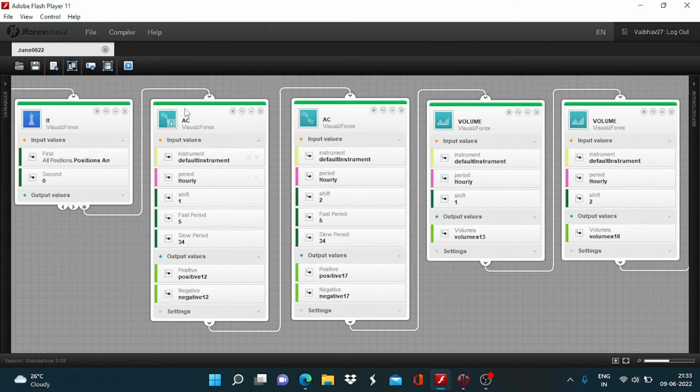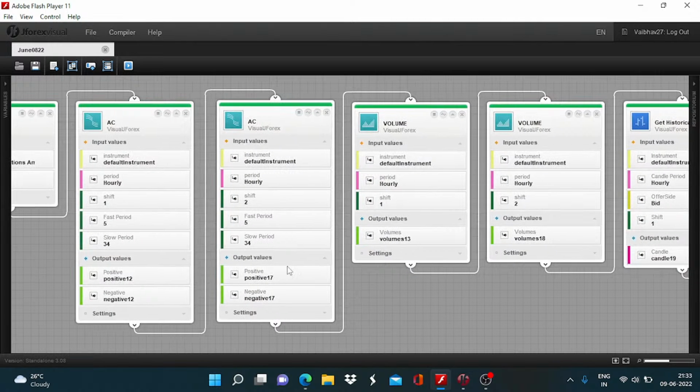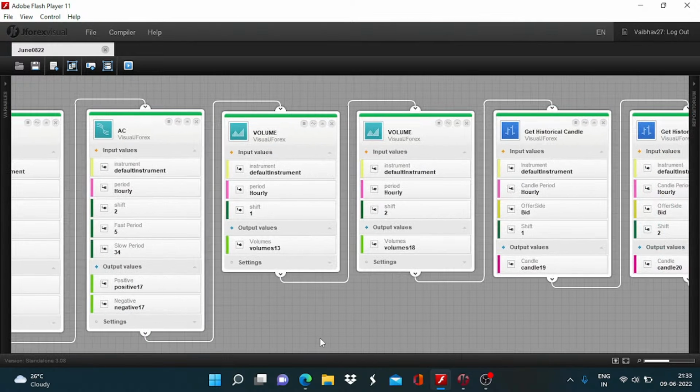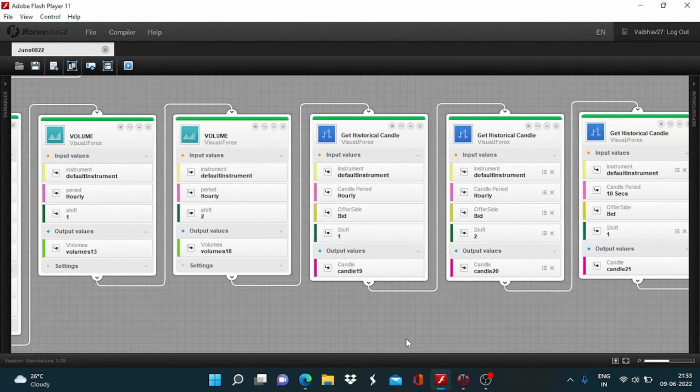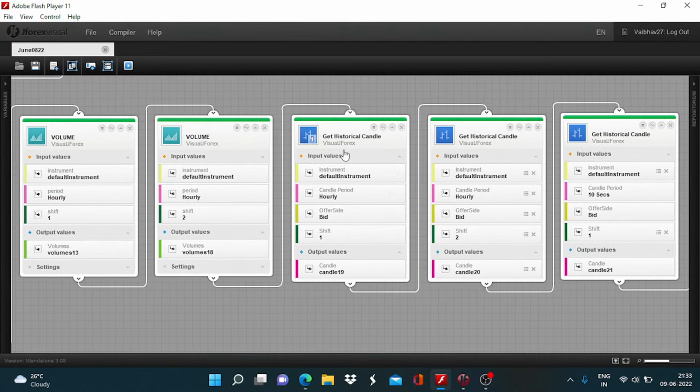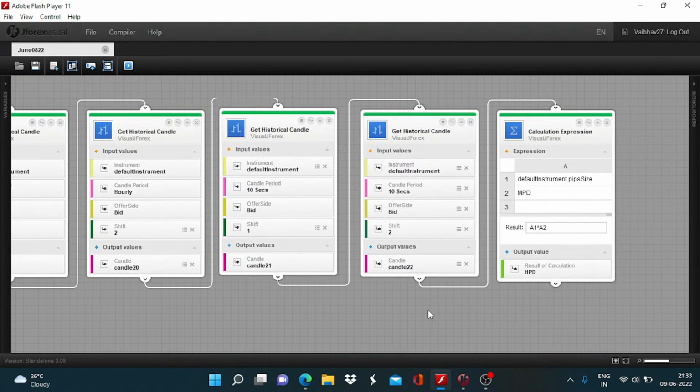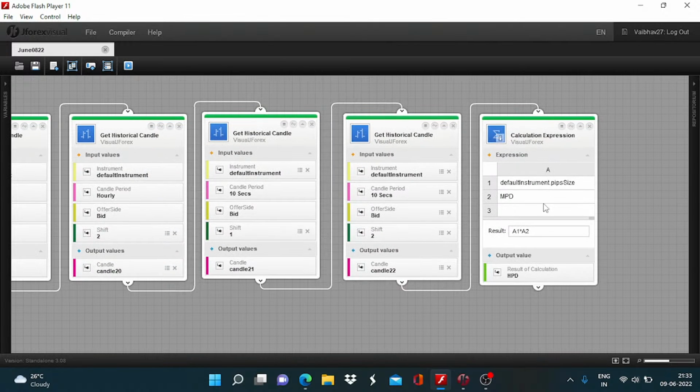Afterwards, I had added these two acceleration deceleration oscillator blocks with the parameters defined for the candle period of 1 hour, look back period of 1, while the fast period and the slow period were left with the default values. No tinkering was done. And to consider the volume data, here also we are considering the last 2 hours volume output. And to look at the price volatility, we are also taking the help of these info candles of hourly and 10-second time frame. And we had also defined a new variable with the value of 10 pips.